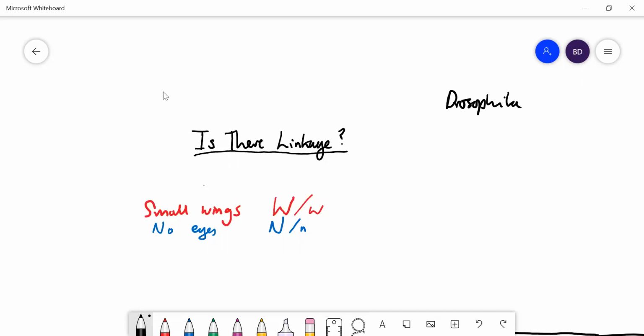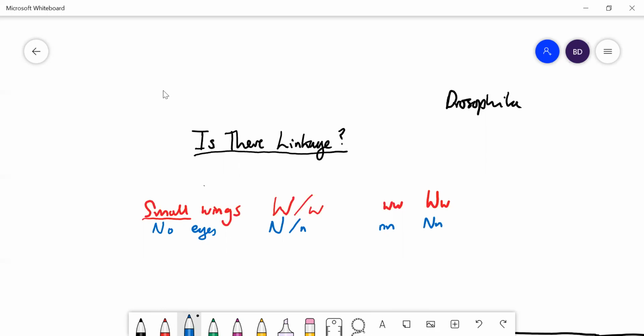Okay, so the two mutations we're going to look at are, this one, which is small wings. Now the normal version is the capital W. That's the normal gene, normal size wings. Small w is the mutation which gives the small wings, and it's a recessive gene, so you would need that to have small wings. If the fly is heterozygous, it would have normal wings. Same thing with eyes. There's a mutation which causes the fly to have no eyes, and it's recessive. So for the fly to have no eyes, it would have to be small n, small n. Heterozygotes would have normal eyes.